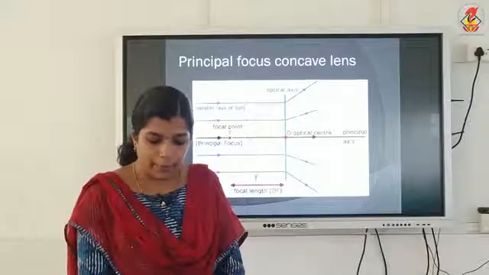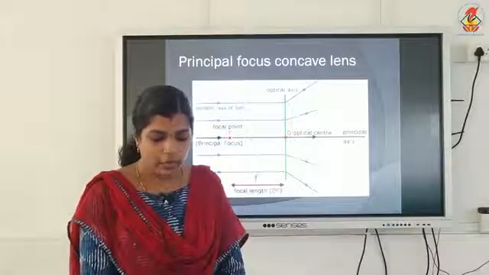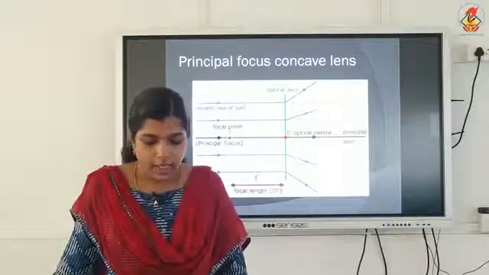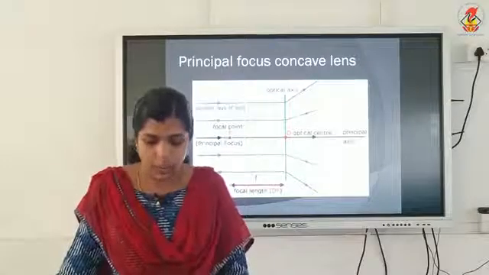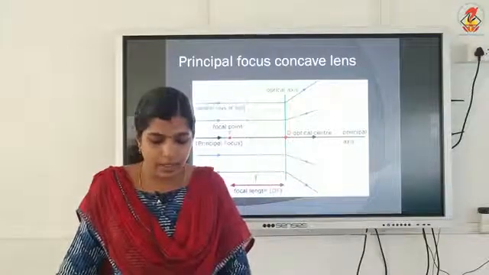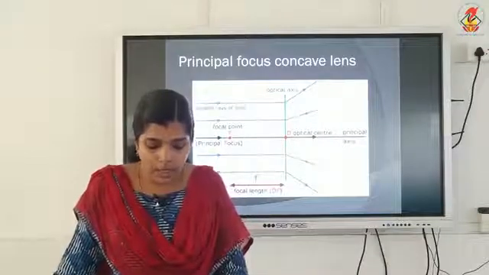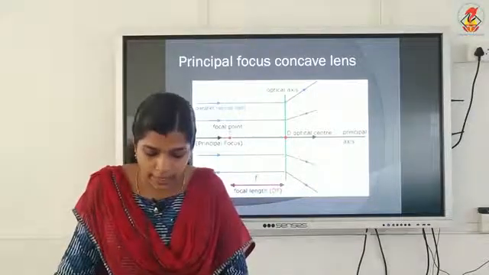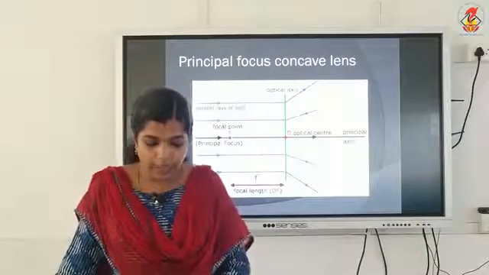If you pass parallel light rays from the opposite surface of the lens, you will get another principal focus on the opposite side. The letter F is usually used to represent principal focus. However, a lens has two principal foci. They are represented by F1 and F2. The distance of the principal focus from the optic center of a lens is called its focal length. The letter F is used to represent the focal length.